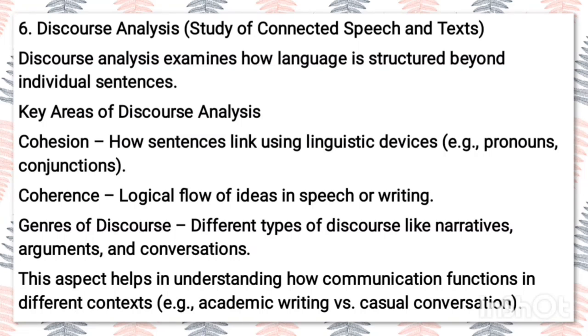Next one is coherence. This refers to the logical flow of ideas in a text or conversation. A coherent text makes sense as a whole. Next one is genre of discourse. Different types of discourse such as narrative, that is telling a story. Next one is argument, that is presenting a case. Next one is conversation, that is informal.